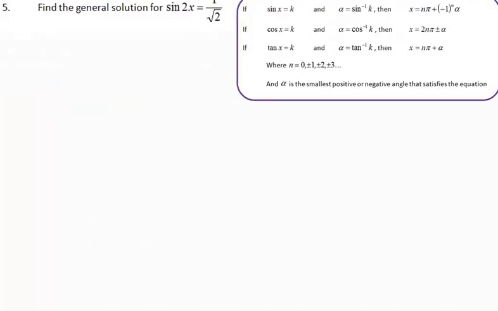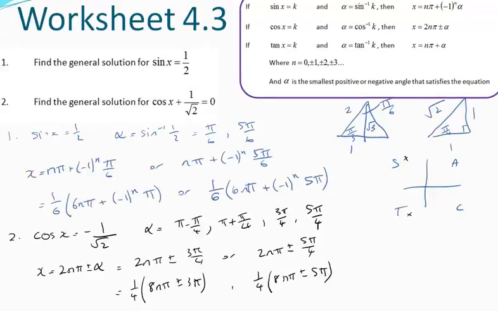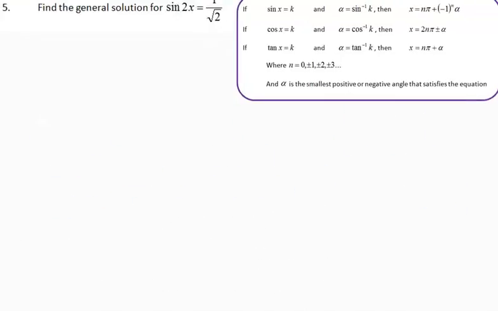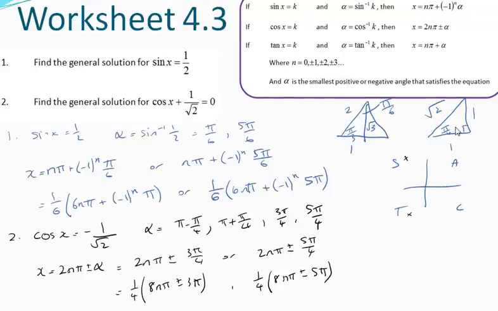So looking now at question 5. Here we're going to find the general solution of sine of 2x is equal to 1 on root 2. So we could be looking at our double angle formulas here, or we could just be thinking it through and finding what our values for 2x are and dividing by 2 at the end. So here, we've got 1 on root 2 for our sine, which is our pi on 4 value here.